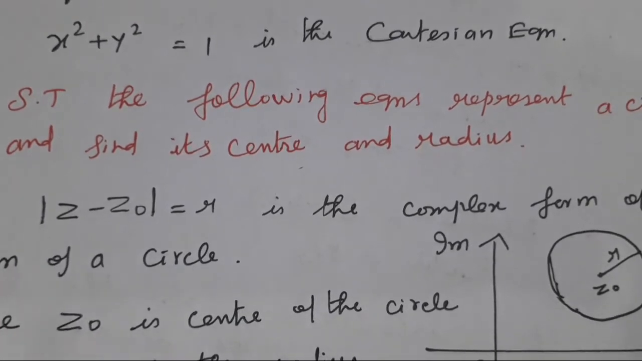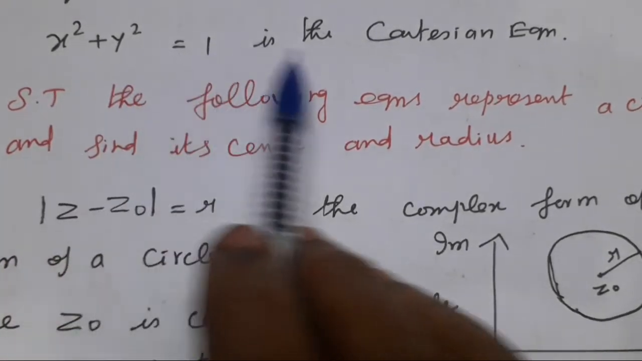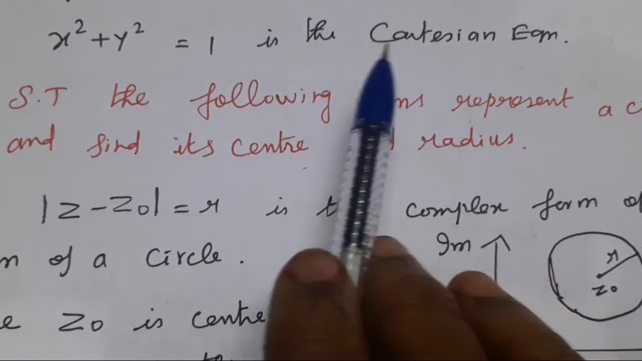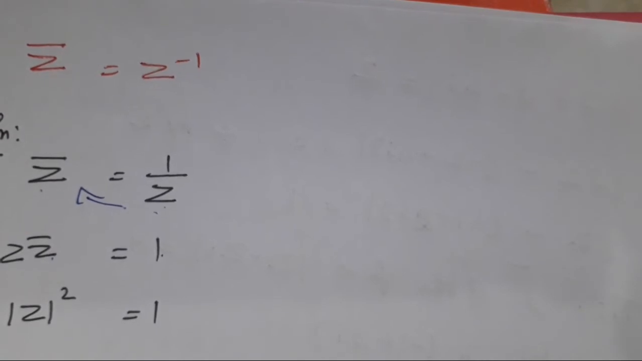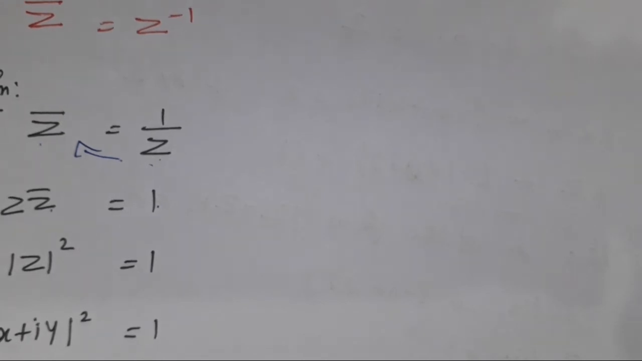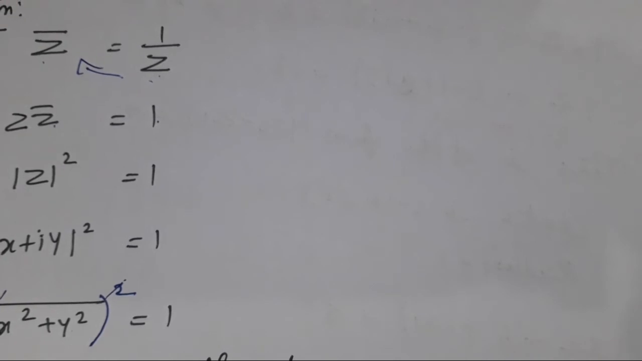Next, see the last step. X square plus Y square equal to 1 is the Cartesian equation, which is very, very important for you. Z inverse equal to 1 by Z. Next step is Z into Z bar equal to 1. So Z into Z bar, using the property, modulus of Z square equal to 1. Modulus of Z is what? X plus Iy the whole square equal to 1. Modulus of X plus Iy is nothing but the root of X square plus Y square, the whole square.